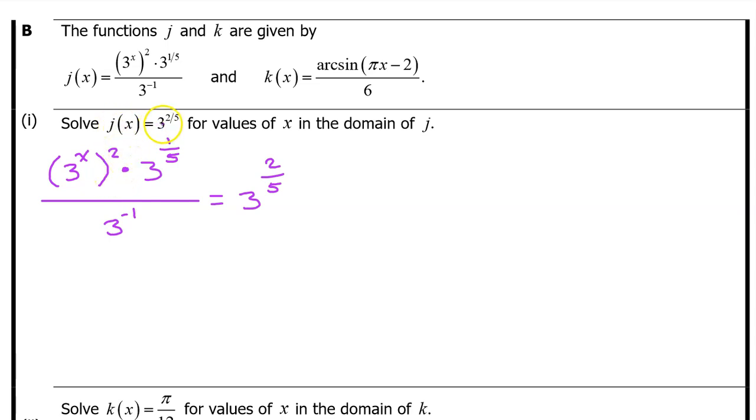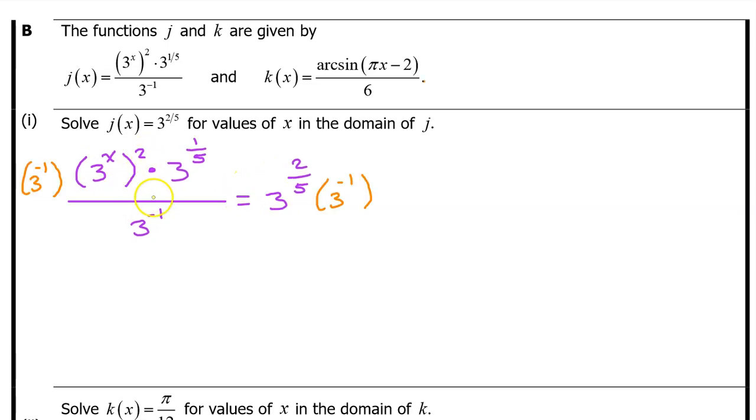Setting j of x equal to 3 to the 2/5 power, we have this equation. It will be simpler if we don't have a fraction involved. So let's multiply both sides of the equation by the denominator. On the left side, the denominator will cancel out. On the right-hand side, we have like bases that are being multiplied. So we end up adding the exponents.